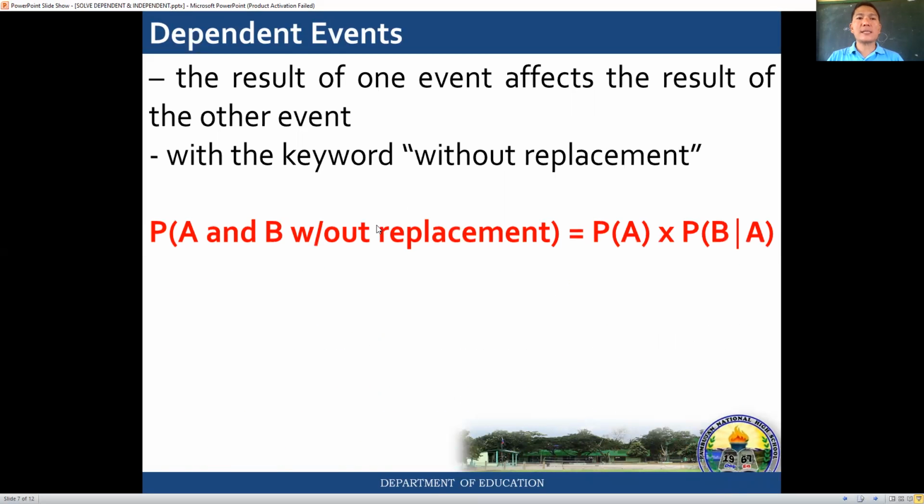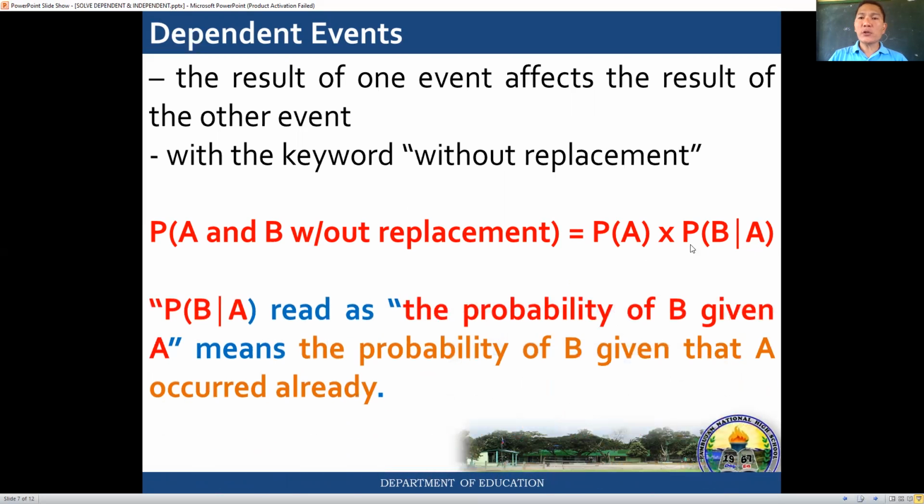And how do we solve for this? The probability of A and B without replacement is equal to the probability of A times the probability of B given A. Okay, so that symbol P(B|A) is read as the probability of B given A. It means the probability of B given that A occurred already. Okay, so naapektuhan yung second event by the first event.